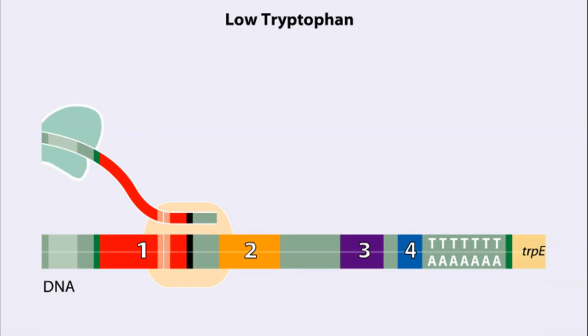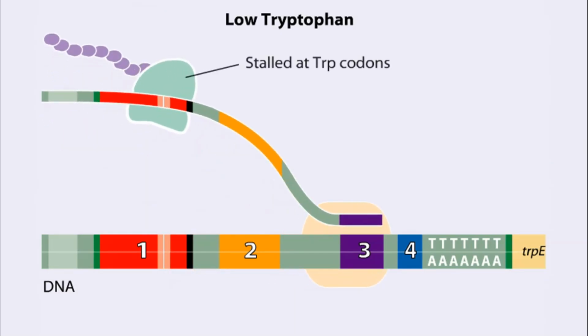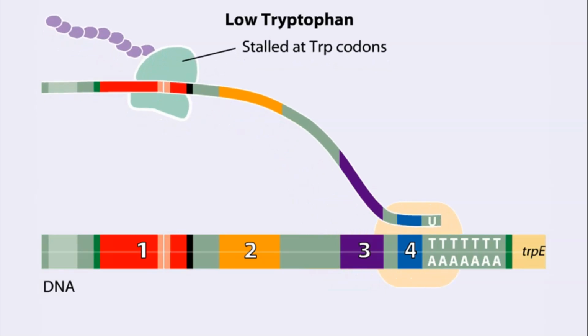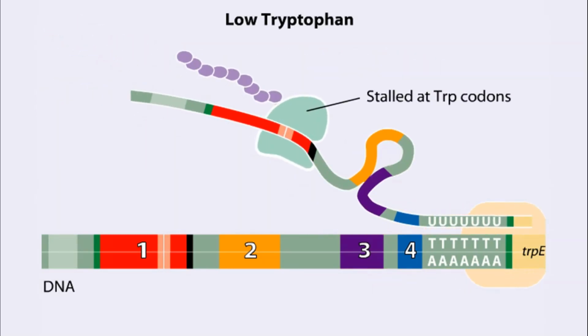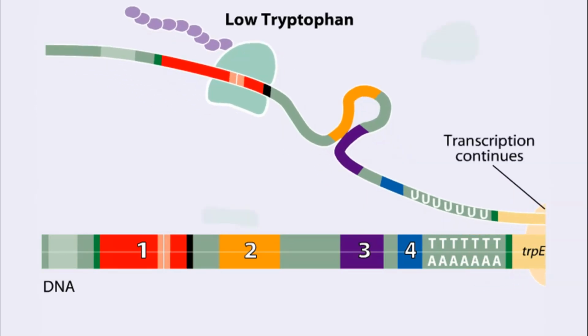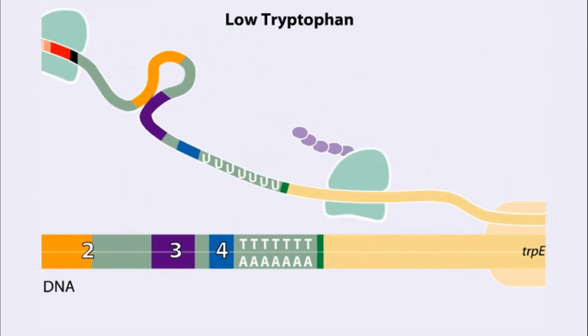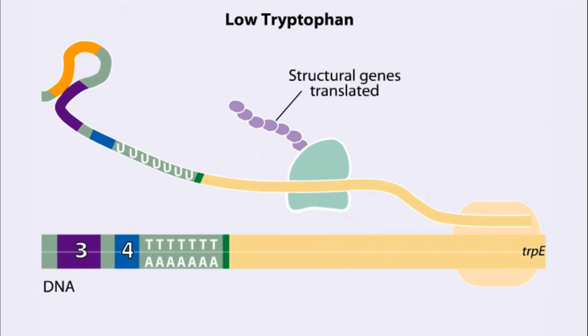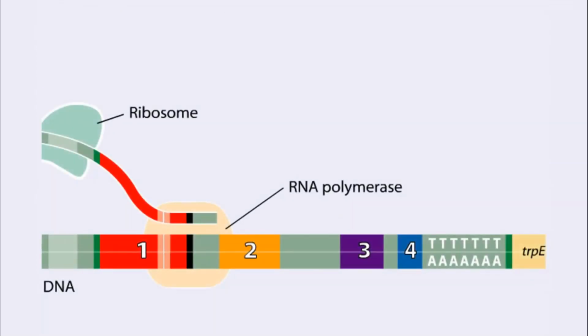When tryptophan is scarce, the ribosome stalls at the tryptophan codons. Therefore, region 2 is not covered when region 3 is transcribed, allowing regions 2 and 3 to form a hairpin that does not terminate transcription. Because region 3 is paired with region 2, it cannot pair with region 4 and form an attenuator. Transcription continues. RNA polymerase transcribes the structural genes, which are translated into enzymes, which in turn synthesize more tryptophan. You can mimic the effect of tryptophan levels by determining how long the ribosome pauses at the trp codons.